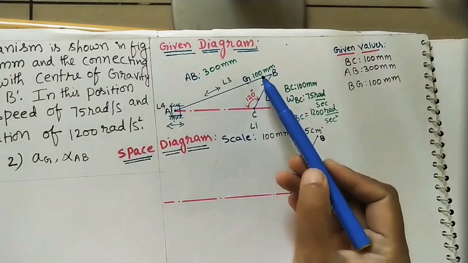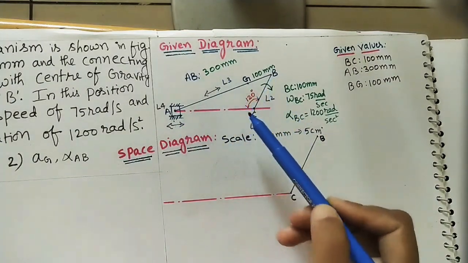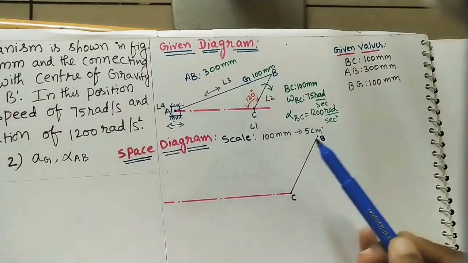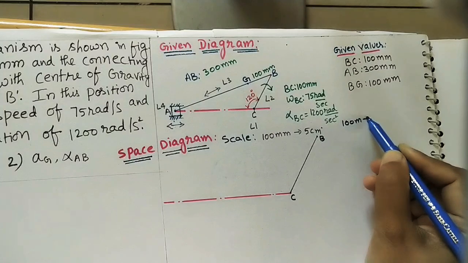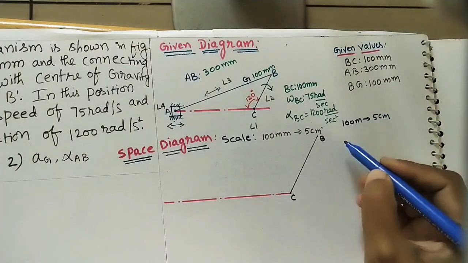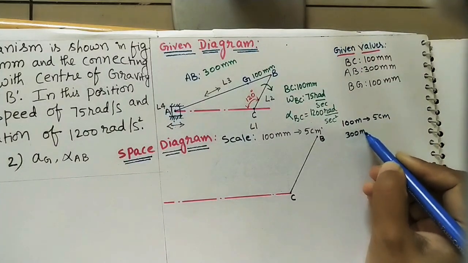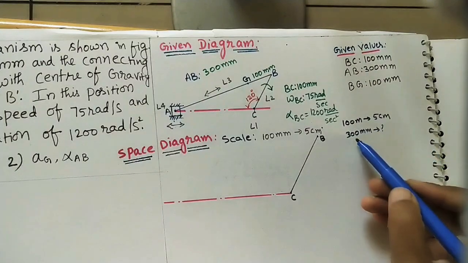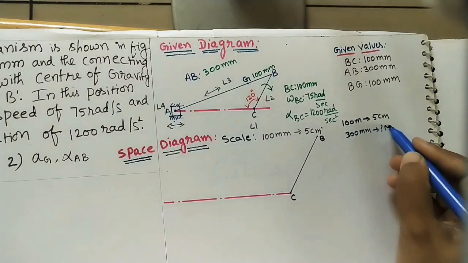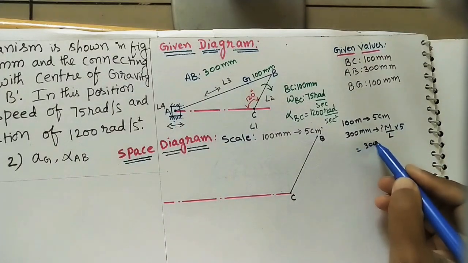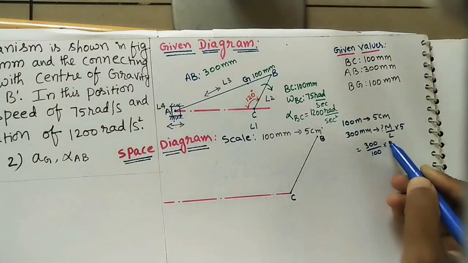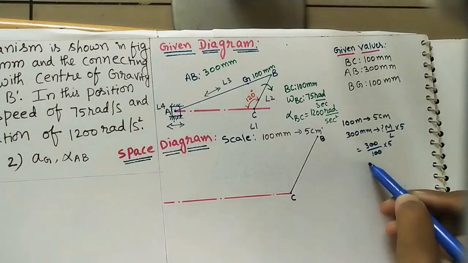Now take the next dimension, 300 mm. For 300 mm, how much length is it? So I will write here, for 100 mm we are considering 5 centimeter. For 300 mm, how much length? It will be more. So it is 300 by 100 into 5. So 3 fives are 15 centimeter.